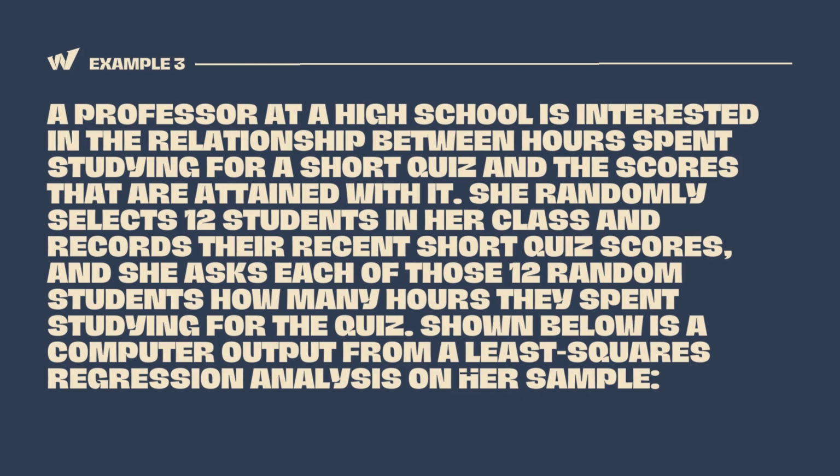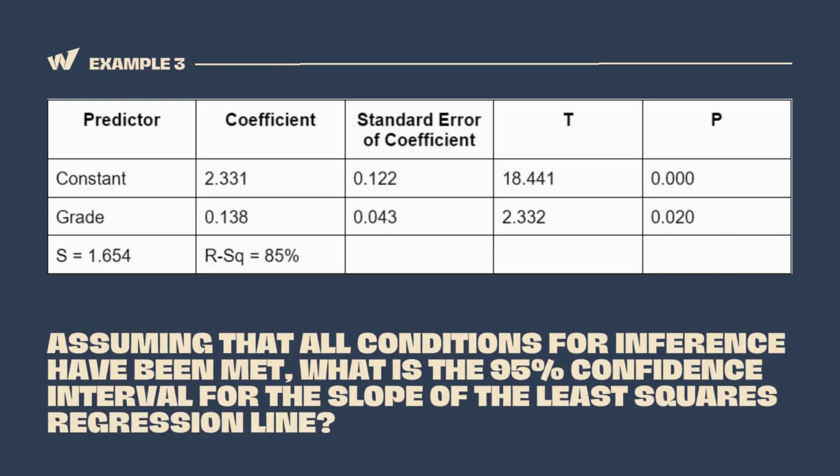So shown in the next slide is a computer output from the least squares regression analysis on her sample. So we have this table here. So we have the predictor, coefficient, standard error of coefficient, T, and P. So assuming that all conditions for inference have been met, what is the 95% confidence interval for the slope of the least squares regression line?